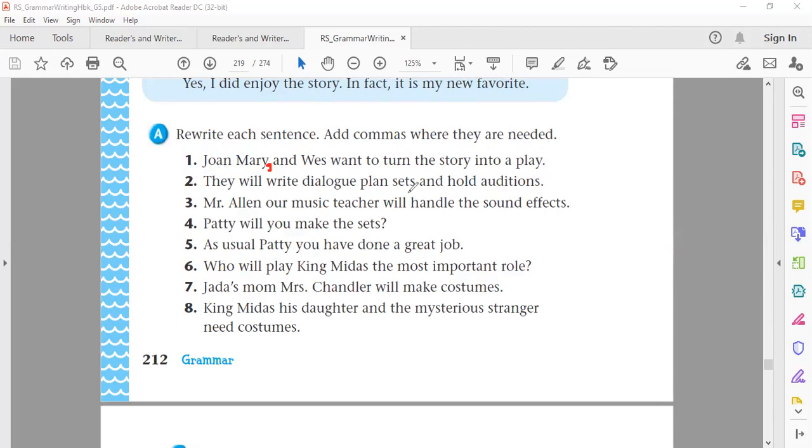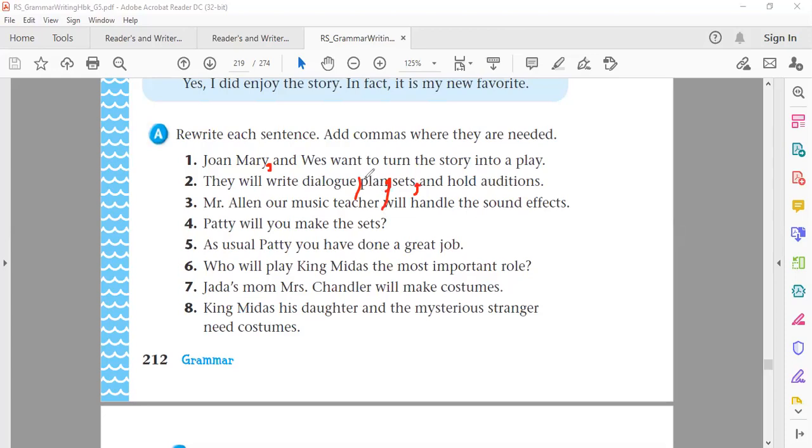Number 2, yeah, Maria. Maria, number 2 for you. Okay. They will write dialogue, plans, sets, and hold auditions. Between dialogue and plan, you put a comma. Write dialogue, plan, sets, and hold auditions. Like this. Dialogue, plan, sets, and hold auditions. Excellent.